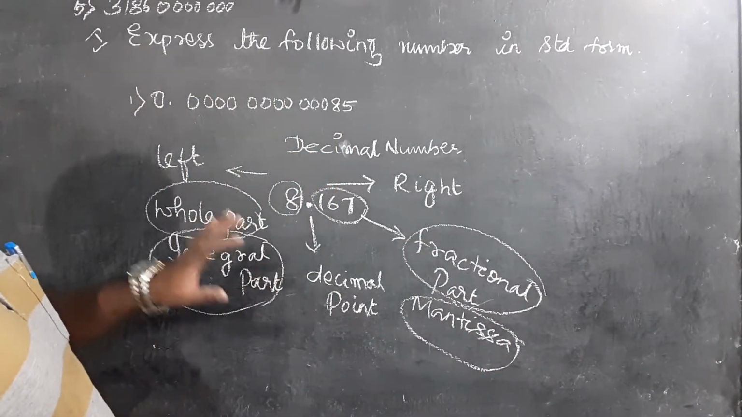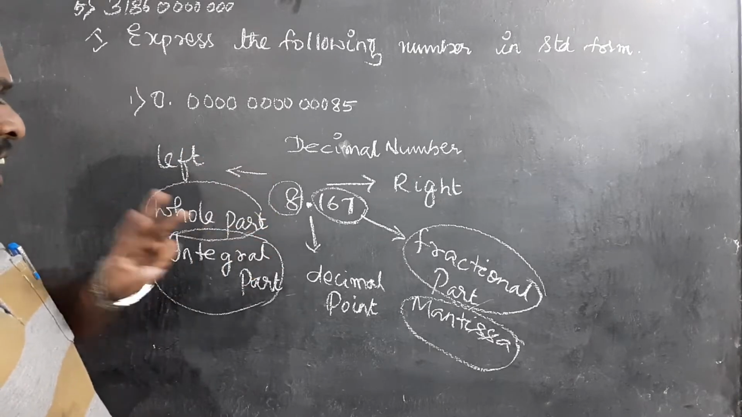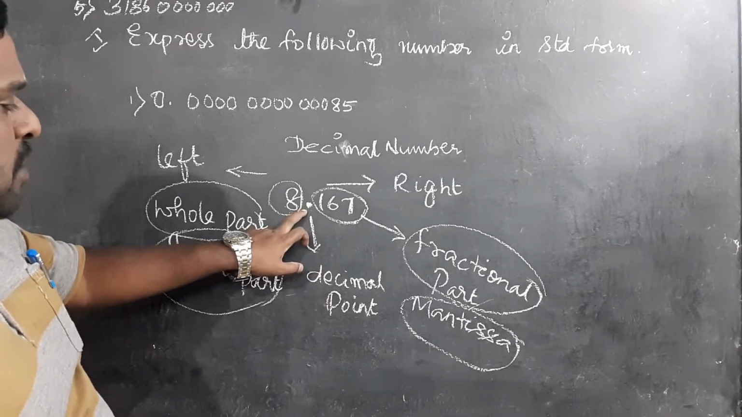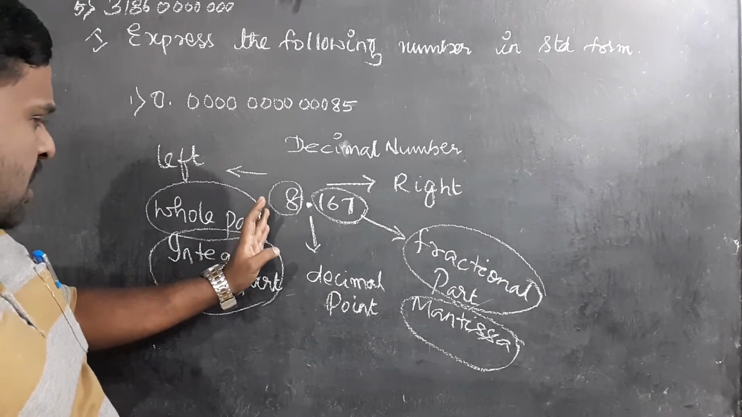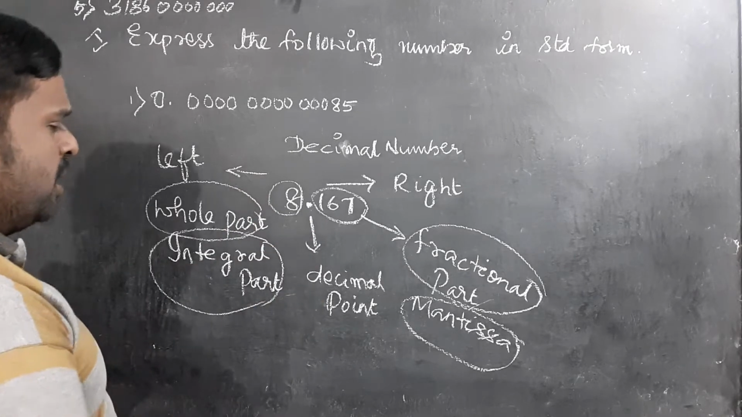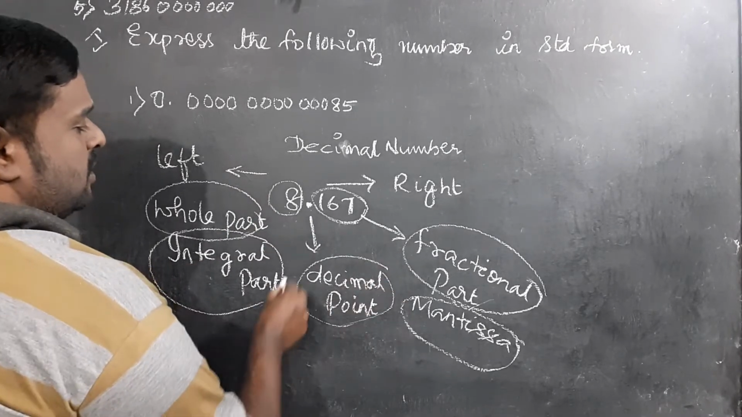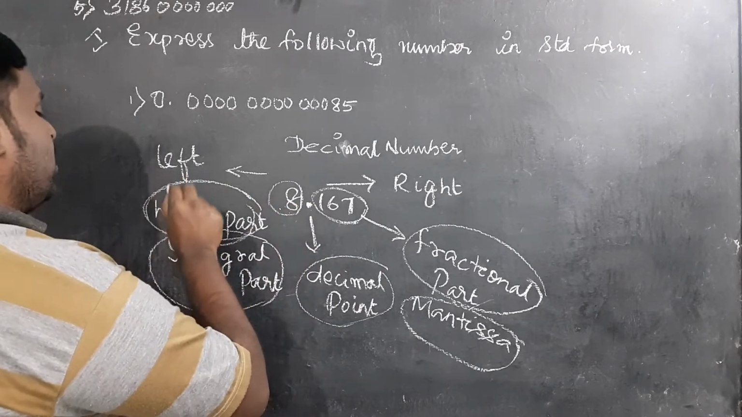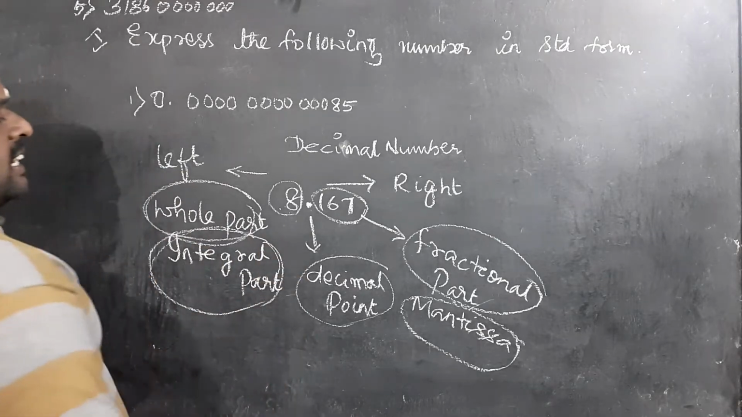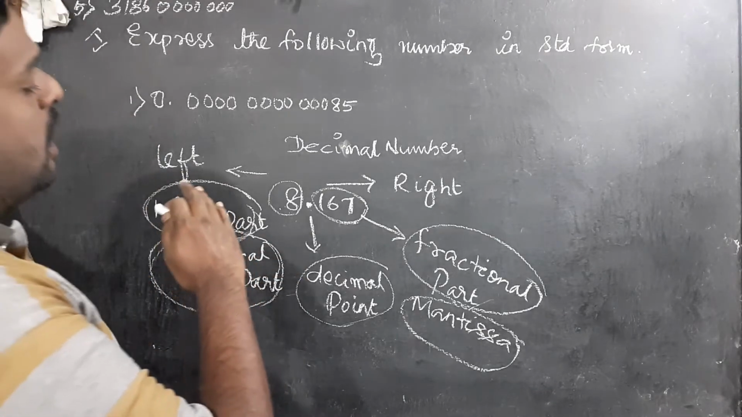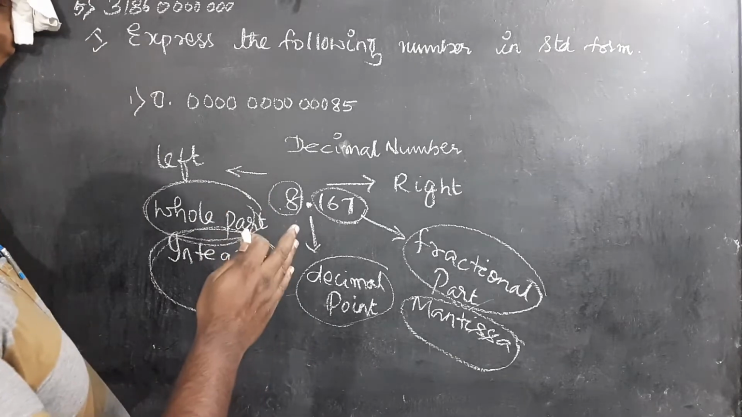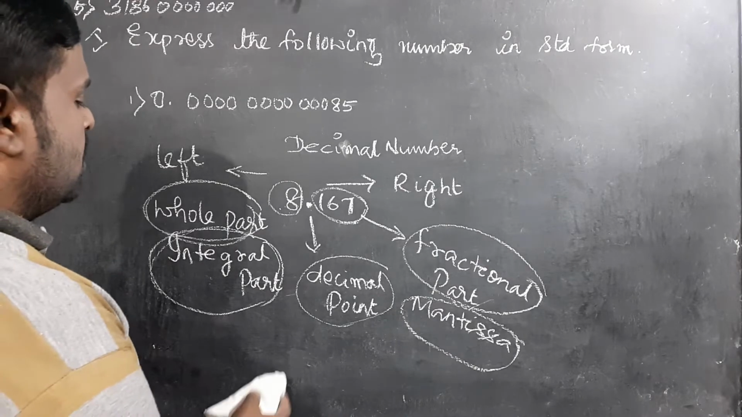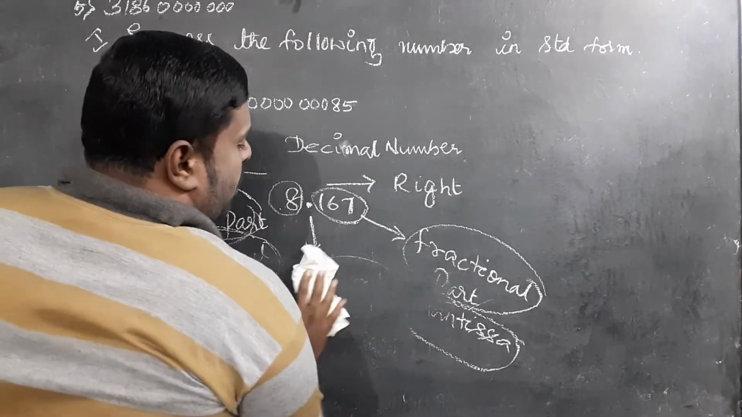So this is very important, students. A decimal number consists of three parts. One is the decimal point, the point in between the whole part and the fractional part. The number before the decimal point is the whole number part or integral part. The number after the decimal is the fractional part, or mantissa.